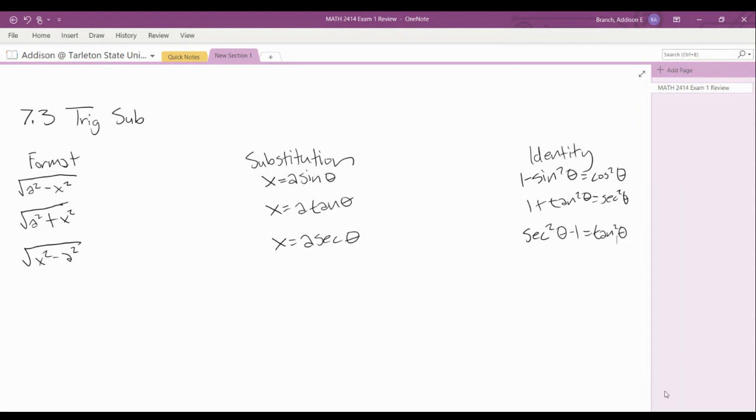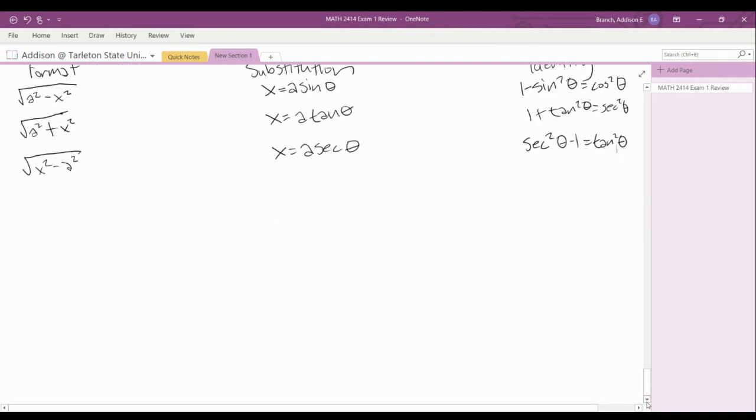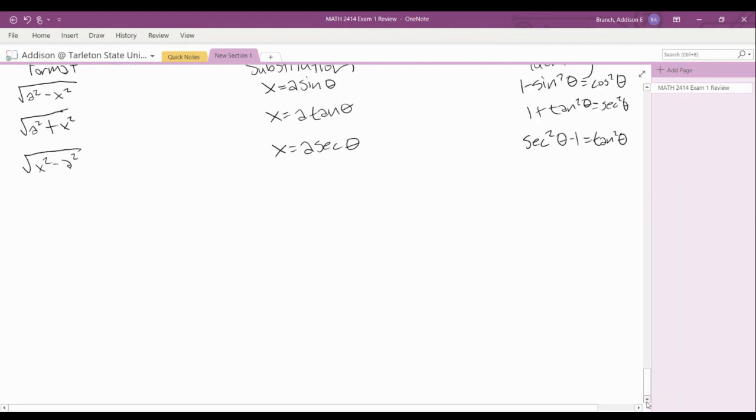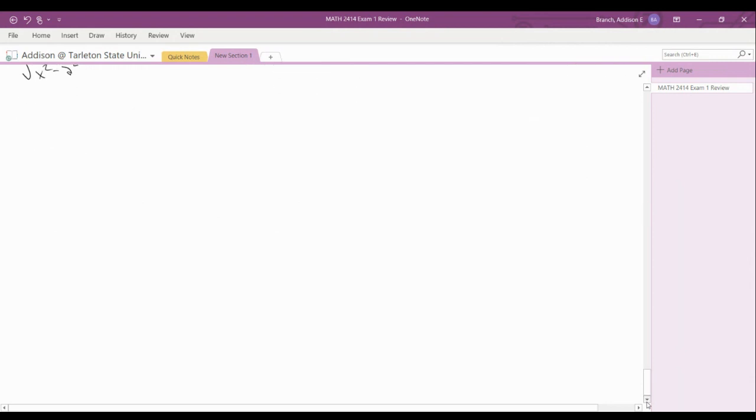So now that we have this info down, let's go into how to actually solve this. Our first step if we're doing a trig sub is to apply our substitution. We look at our format, pick one of those three substitutions, and then just plug everything in. Plug in thetas for all of our x's.